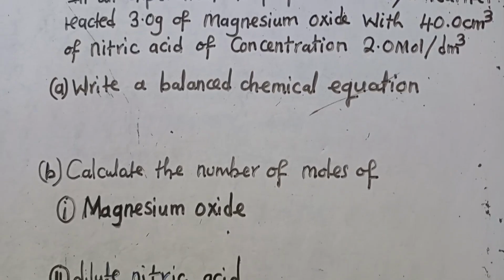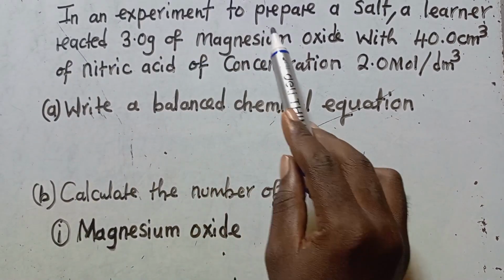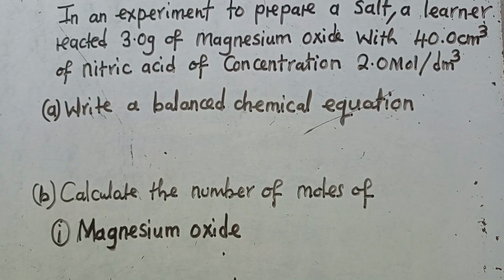So this is a question that I want us to discuss together. This is an exam question under concentration, more concept, I can just say stoichiometry calculations. The question is saying, in an experiment to prepare a salt, so we want to prepare a salt. By definition, we understand that a salt is a compound formed when the hydrogen ion of an acid are fully or partially replaced by a metal or ammonium.